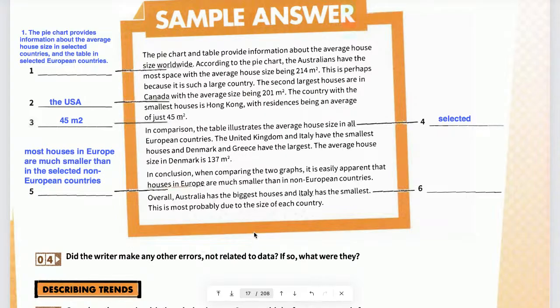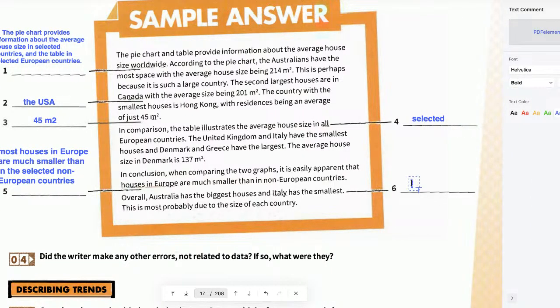Rồi, the last one, overall Australia has the biggest houses and Italy has the smallest. This is most probably due to the size of each country. So number 6, who's next? Khiên Nga. Okay, number 6, what's the answer? Hong Kong. Overall, Australia has the biggest houses and Hong Kong has the smallest. Yeah, the answer is Hong Kong, right?